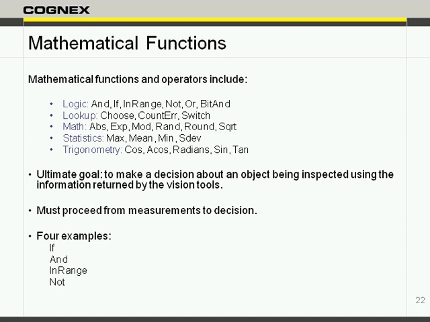This is one of the items that gives you the power to control the spreadsheet beyond what you can do in EasyBuilder. Now on the bottom here are 4 examples of mathematical functions: if, and, in range, not. And we're going to look at each of those right now as an example.